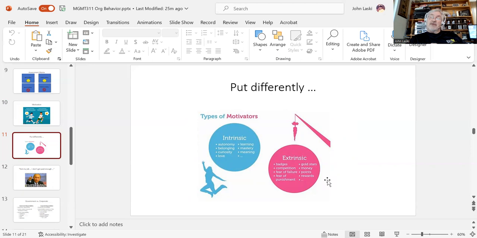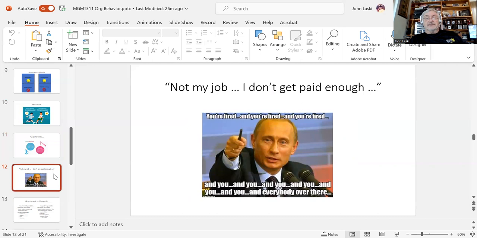So, we've all said it probably from time to time, but you ever hear the expression, hey, look, I don't get paid enough to do that, or that's not my job? All right? Those are the people you fire immediately. No questions asked. Out the door. You're fired. You're fired. You're fired. And you and you and you and you.